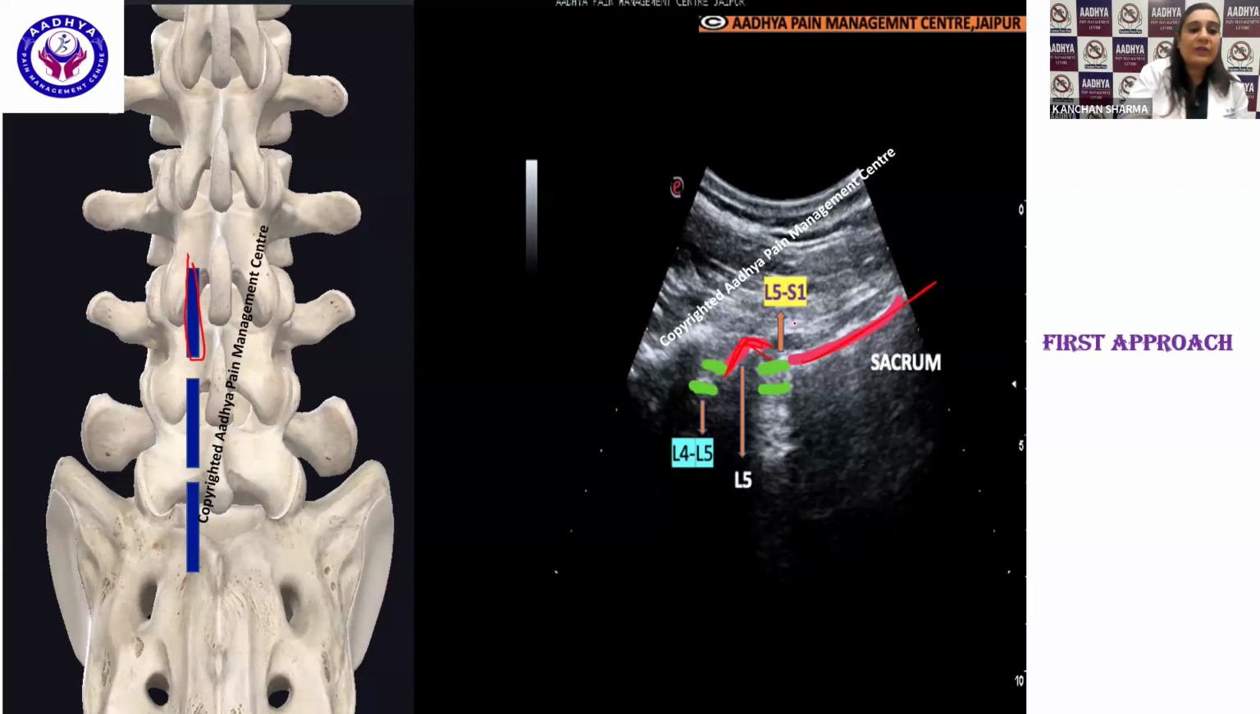Then again, you come forward, then you know, okay, you are over the L5 S1, then L4, L5, and then L3, L4. That is one way.